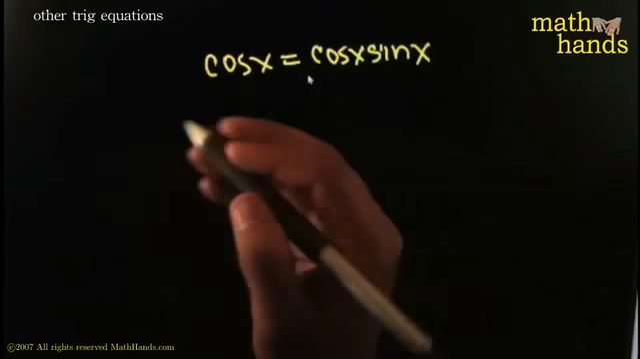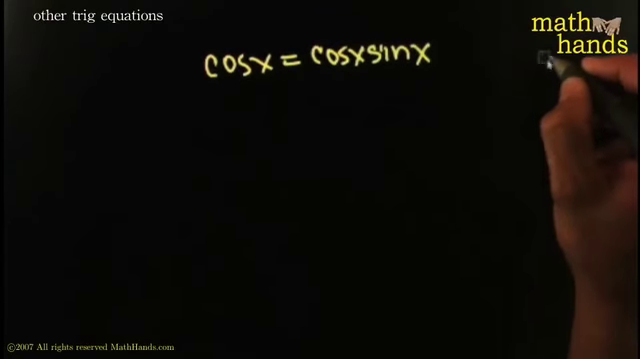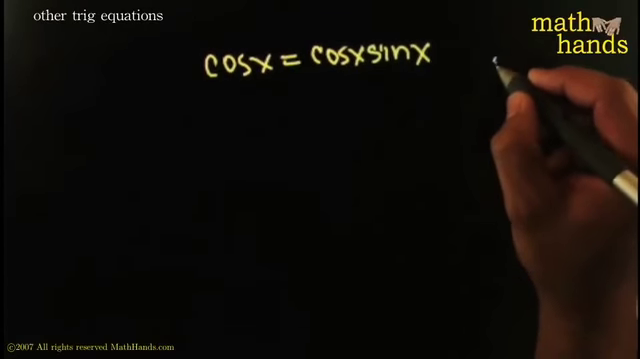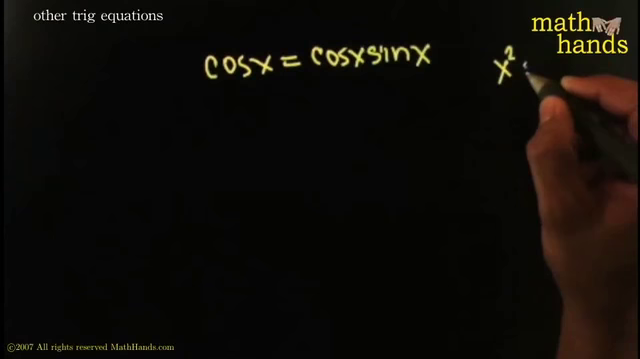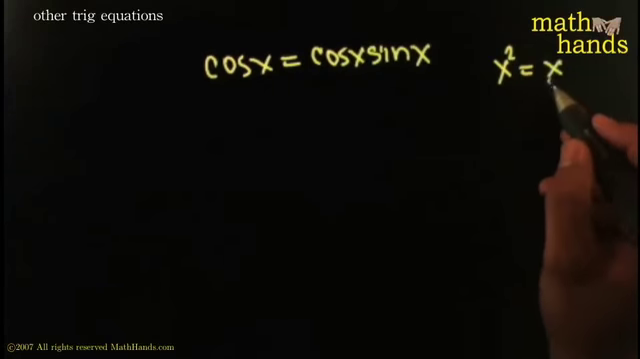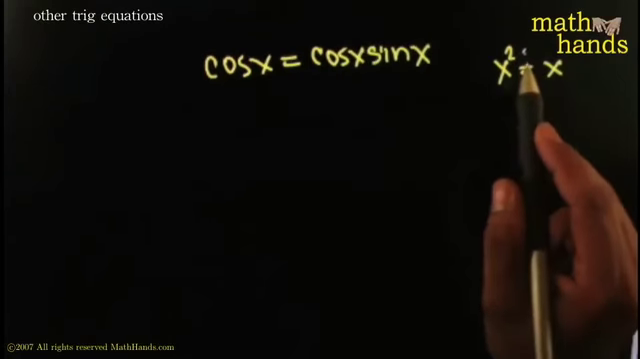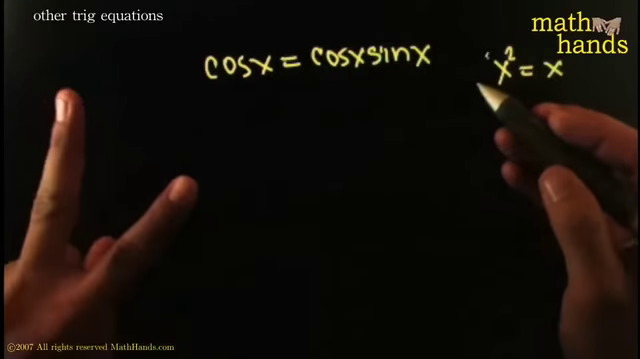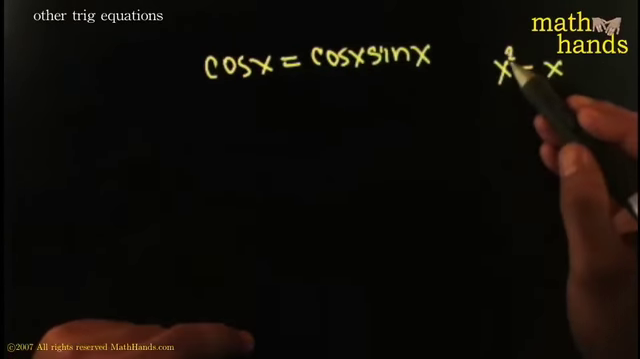In fact, let me expand on that just a little tiny bit. Suppose you had x squared equals x, and you wanted to solve that. This is a degree 2 equation. So according to the famous fundamental theorem of algebra, you should have two solutions to that because it's degree 2.